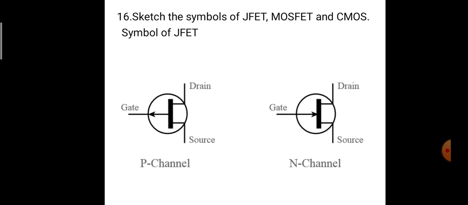Question number 16. Sketch the symbols of JFET, MOSFET and CMOS. Figure shows the symbol of JFET. In the figure, P channel JFET and N channel JFET.